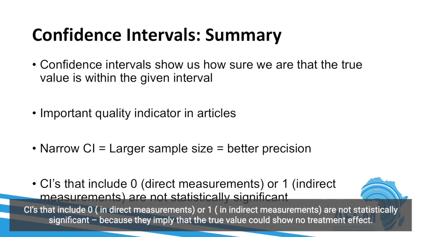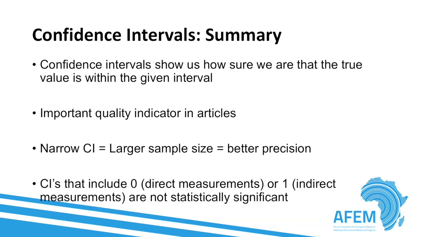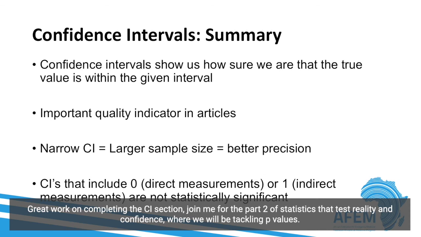Confidence intervals that include 0 in direct measurements or 1 in indirect measurements are not statistically significant because they imply that the true value could show no treatment effect. Great work on completing the confidence interval section. Join me for part 2 of statistics that test reality and confidence, where we will be tackling p-values.